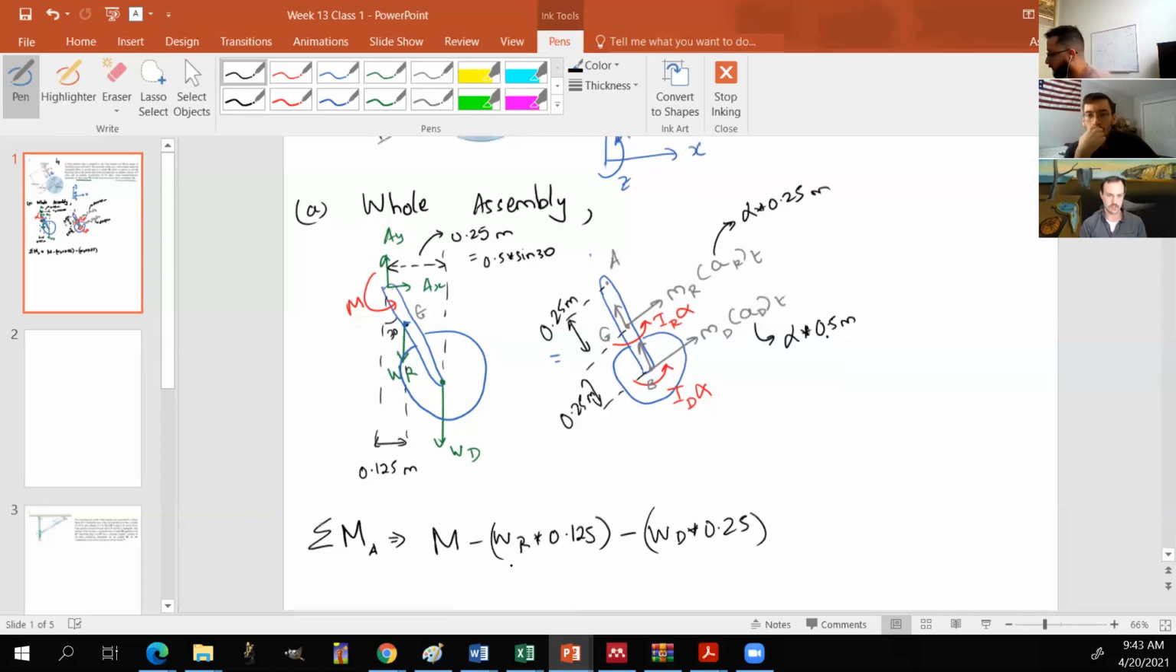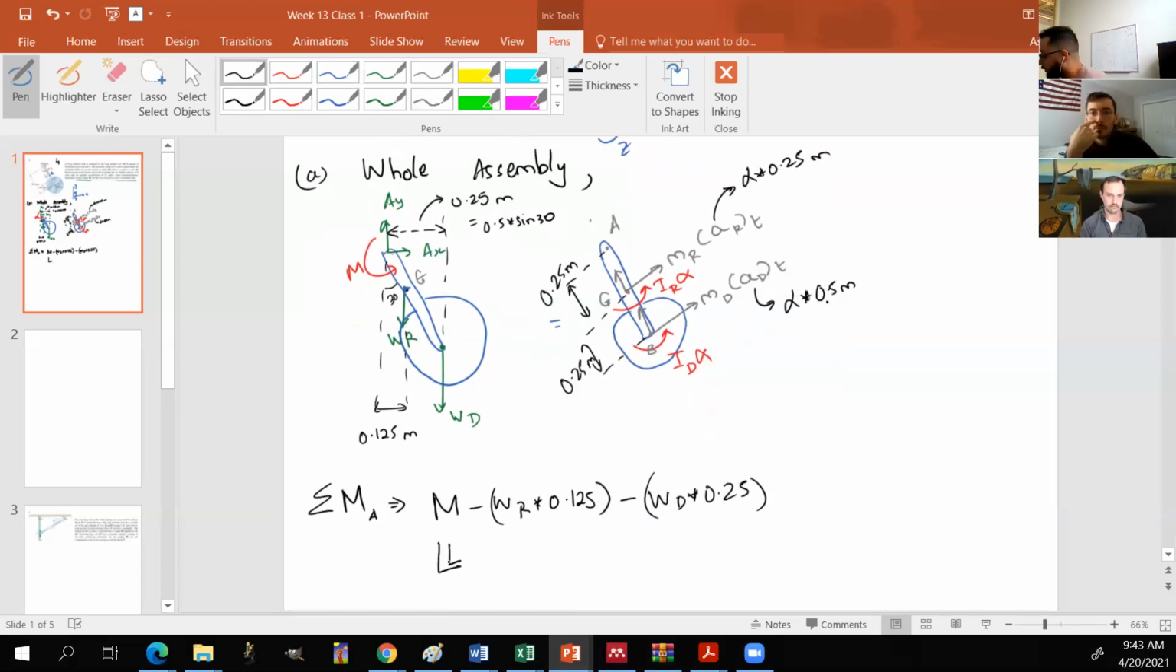And that is equal to, all right, so I obviously get my IR alpha terms out of the way, so I have IR alpha plus ID alpha. And then I have the moments due to these tangential accelerations, right? So now MR AR, that's going to be positive, and MD AD is also going to be causing positive moments, the way we've defined them over here, right?